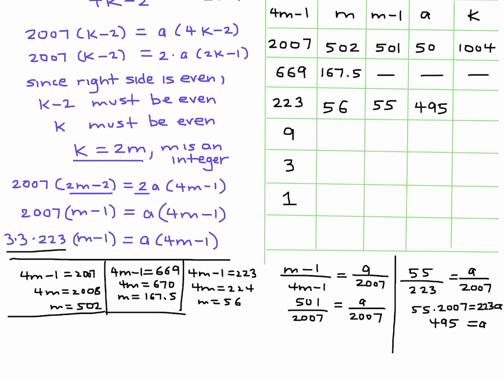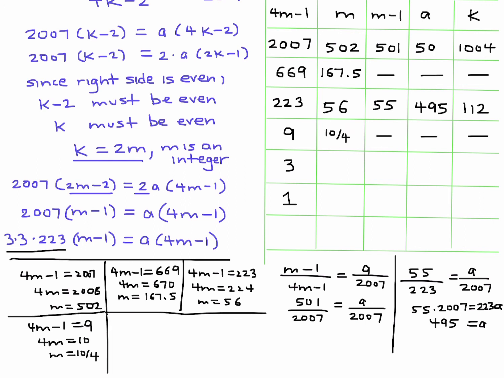So k is equal to 2m, right? So 2m, m is 56, so 2 times that is 112. All right, we got two values for k. Moving right along. 4m minus 1 is equal to 9. 4m is equal to 10, and therefore m is equal to 10 over 4. Well, that's not an integer, so this is not going to give us anything.